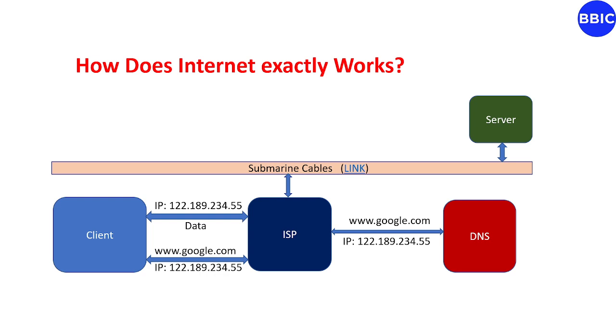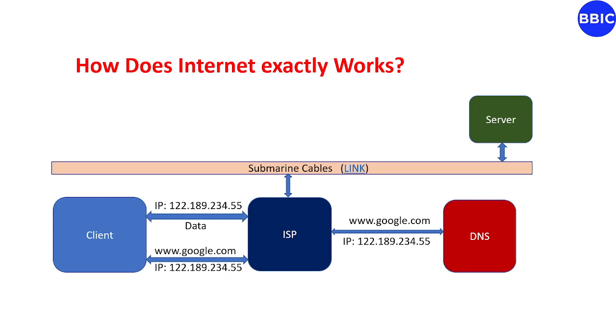Domain name system or domain name server means each and every domain, meaning this URL, has a unique IP address. This unique IP address is returned back to the internet service provider. With the help of that IP address, the internet service provider sends the request to the server. We don't know where the server will be, and we don't need to know. The server could be somewhere in India, the UK, or the US, anywhere.